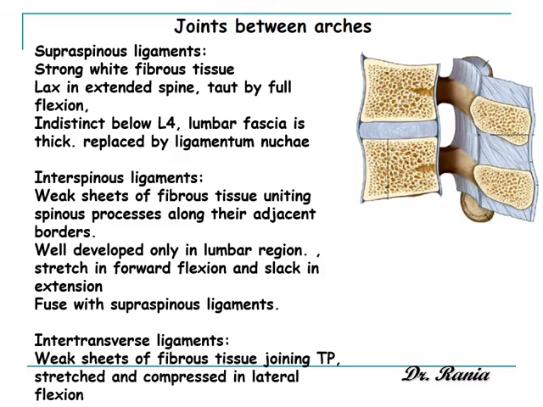Intertransverse ligaments are ligaments connecting the transverse processes of the adjacent vertebrae together. They are stretched on the opposite side and compressed on the same side in lateral flexion.